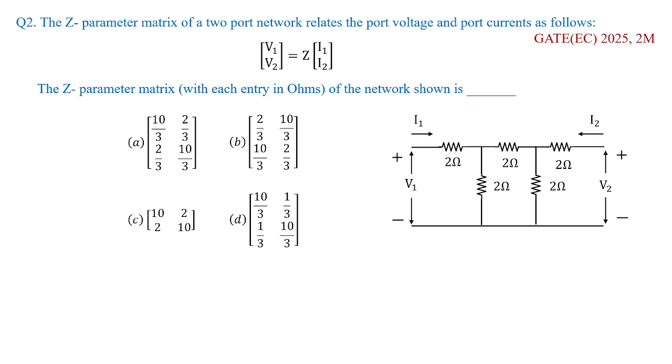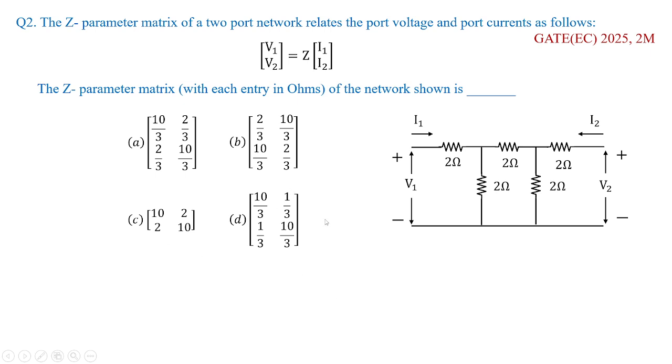Anyhow, the next problem is a two-port network, which is shown over here. It was asked in GATE 2025 for EC paper under 2 marks. You can see the Z parameter matrix of a two-port network relates the port voltages and port currents with this following equation. The Z parameter matrix with each entry in ohms of the network shown is given by options A, B, C, and D. You have to choose the right option.